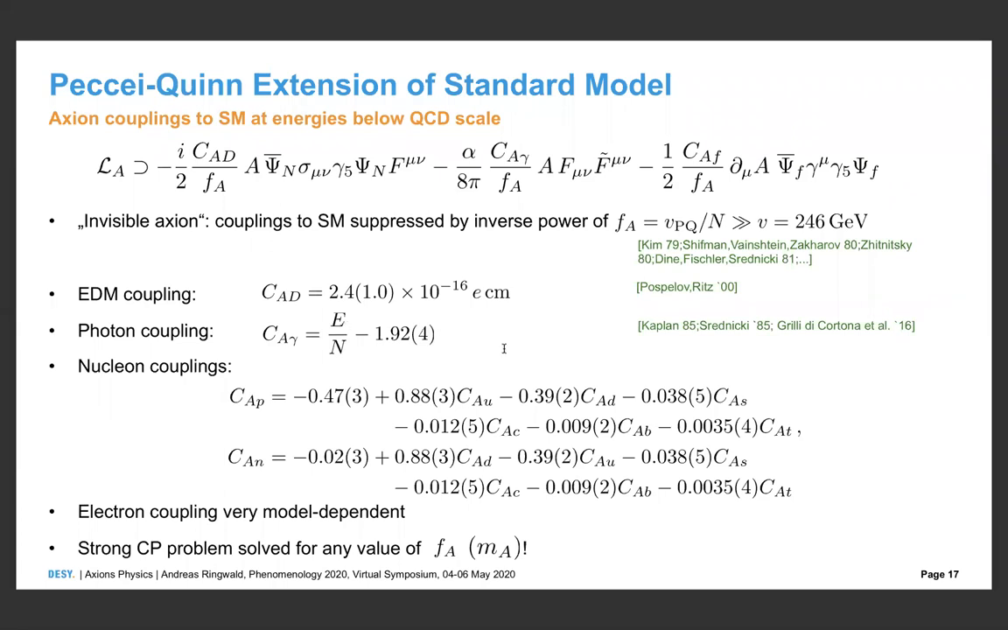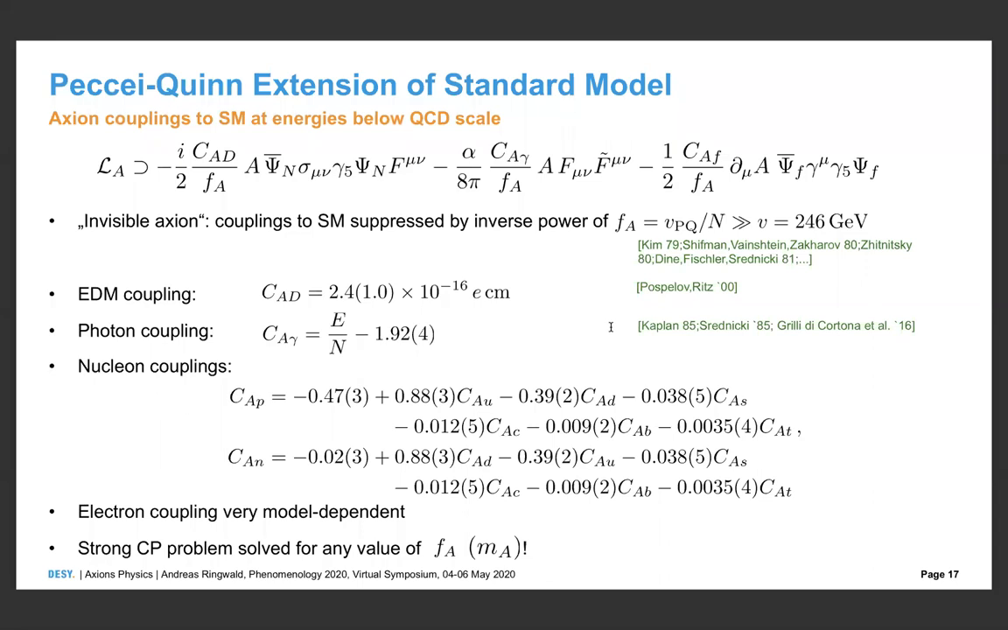Sorry. One more from Alexis Plascencia. Is it possible to distinguish between the KSVZ and the DFSZ axion in some of these experiments? For example, by measuring coupling only to electrons.